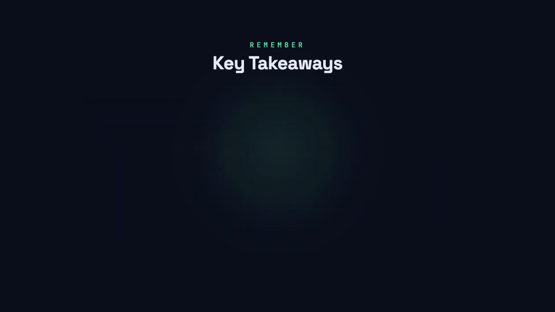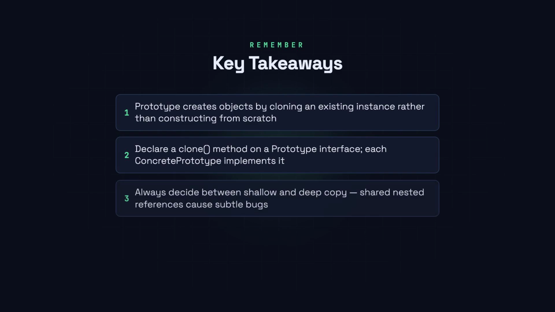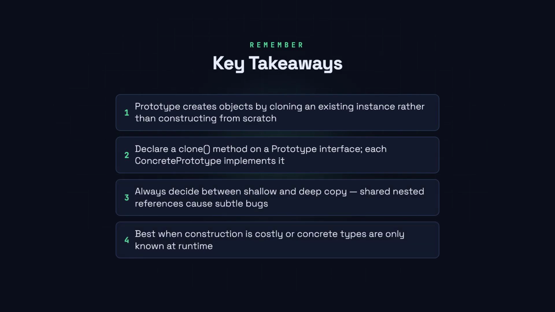To summarize, prototype lets you stamp out new objects from a known good instance via a clone method, which is faster than reconstruction and works even when you do not know the concrete type at compile time. The most important implementation decision is shallow versus deep copy. Get it wrong, and your clone silently shares state with the original. Use this pattern when construction cost or runtime-only type knowledge justifies it, and favor simpler approaches when your objects are cheap to build.